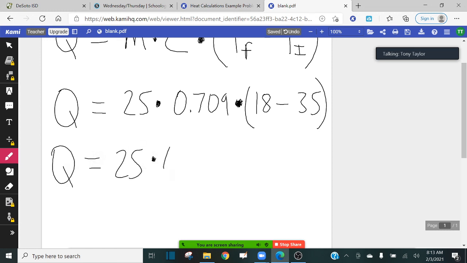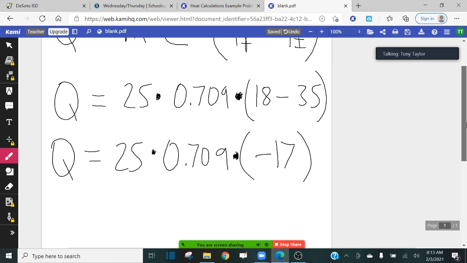First of all, I'm sorry, not 0.709 times 25. What I want to do is 18 minus 35 first. If I do 18 minus 35, what is that? Notice that gives me a negative 17. Now, in order to solve for Q, guys, let's put this in your calculator. 25 times 0.709 times negative 17.